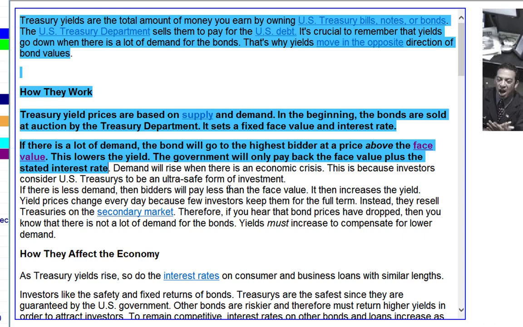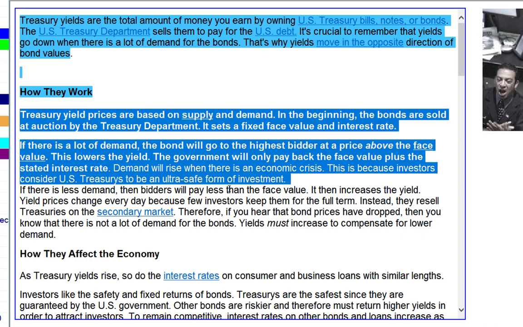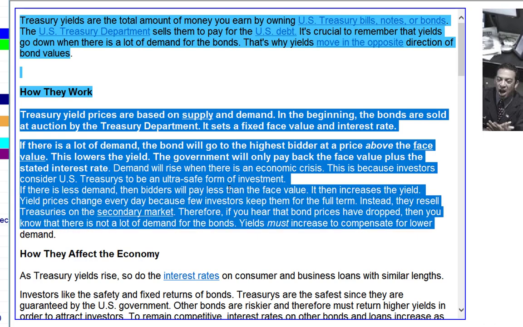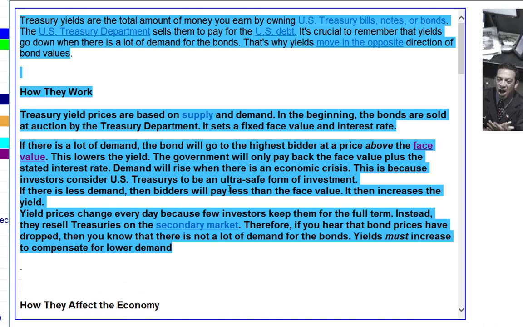Demand will rise when there is an economic crisis. This is because investors consider U.S. Treasury to be ultra safe for investment. Okay, there is less demand to be returned. Instead, treasury secondary market dropped. Okay, this makes some sense. Let's get rid of everything above.